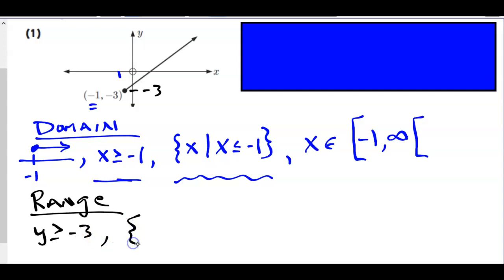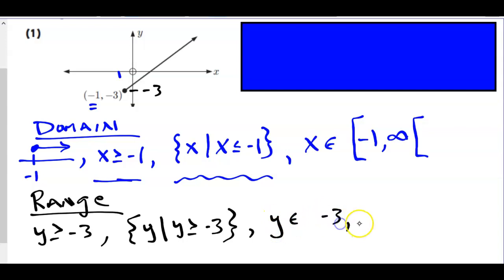The set builder notation is all the elements y such that, well, what's cool about these values y? They're all greater than or equal to -3. Wow, that's cool. And then interval notation would be y is an element of. The lowest value is -3, the biggest value is infinity. Do we include -3? Yes, we do. We never include infinity. All right, let's try another one.